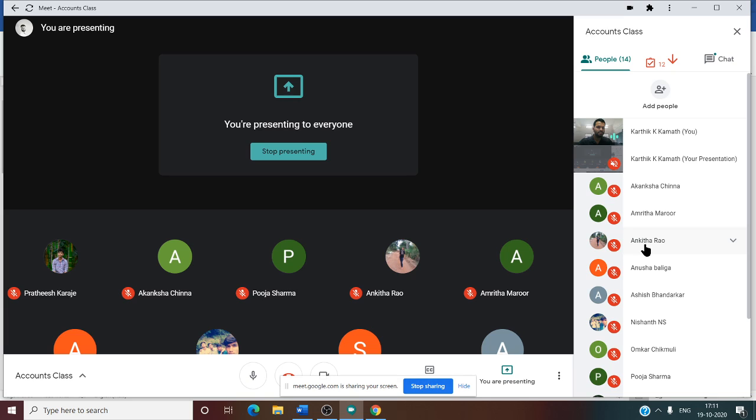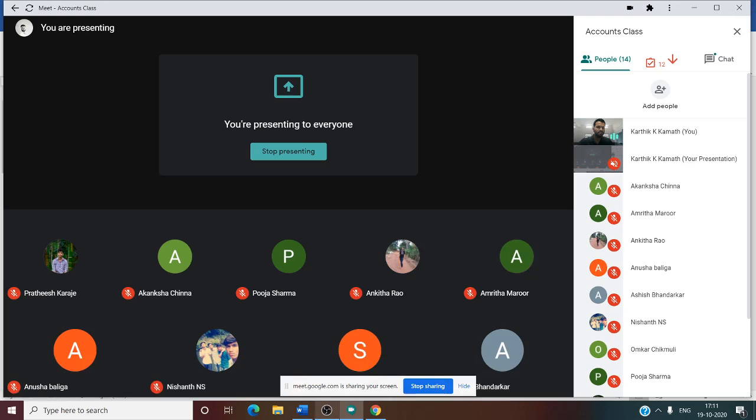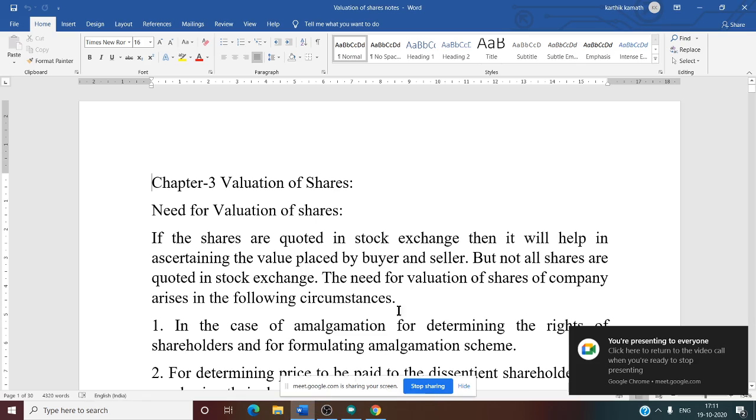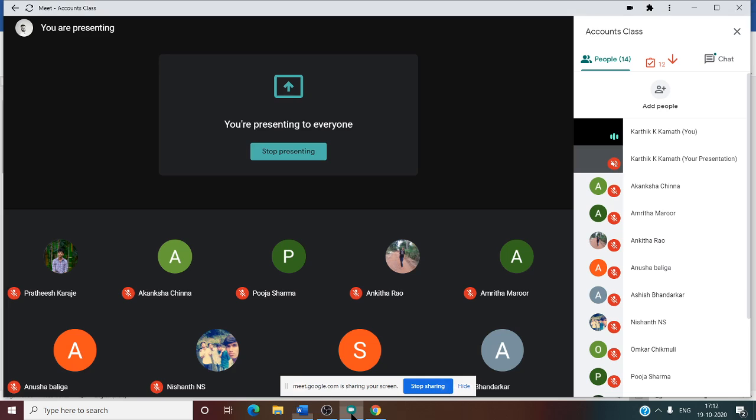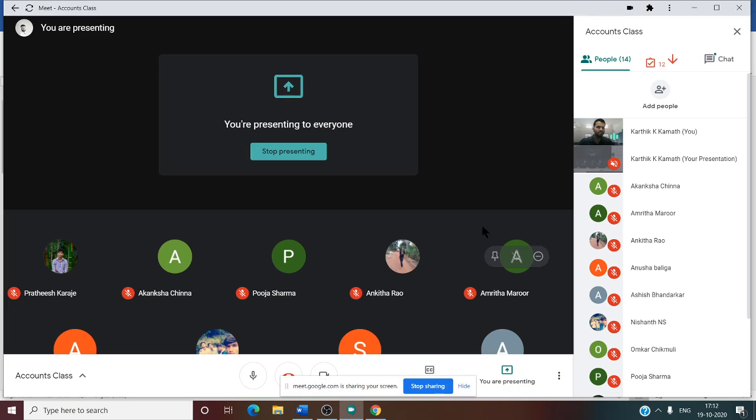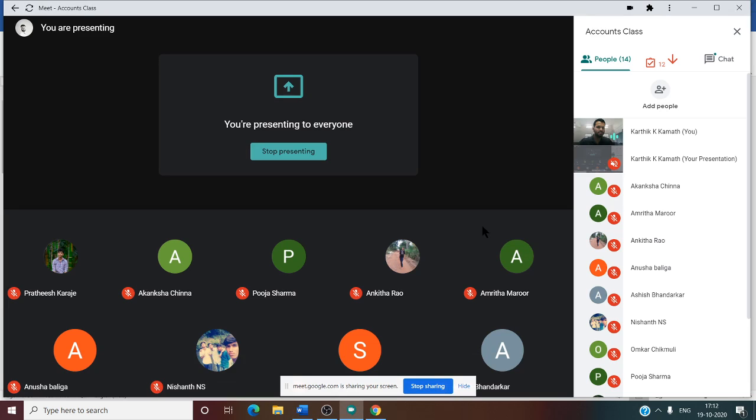So now the question comes, why is valuation of share necessary? Why is valuation of share needed? What is the reason for doing valuation? So what is the general concept? The general concept we need to see is that usually shares are listed in a stock exchange. There are two stock exchanges: one is Bombay Stock Exchange, BSE, then NSE, National Stock Exchange.